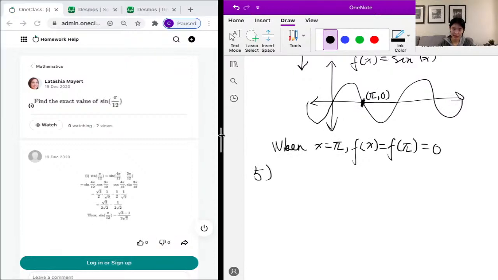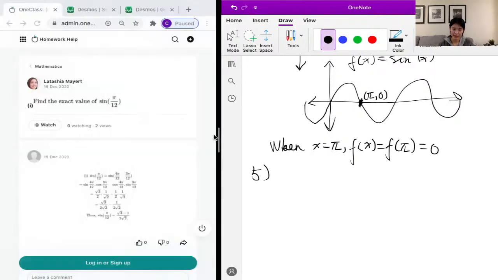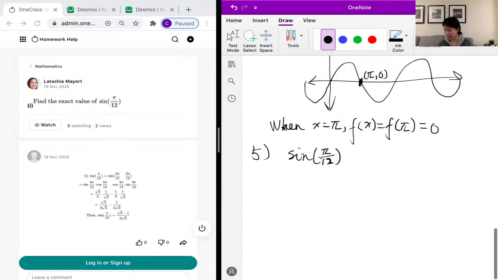And here we're asked to find the exact value of sine of pi over 12. The first observation that you can make about sine of pi over 12 is that the angle pi over 12 is not one of your special angles. So what should you do?